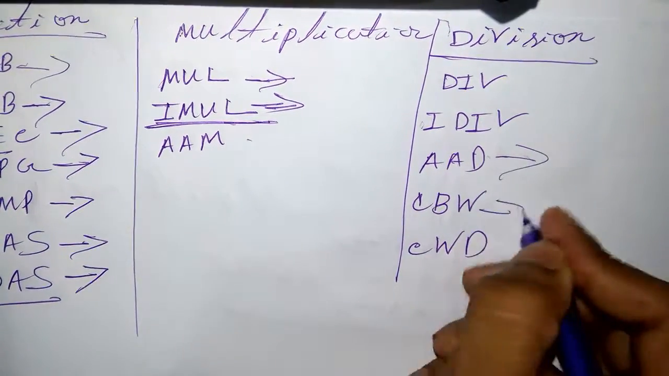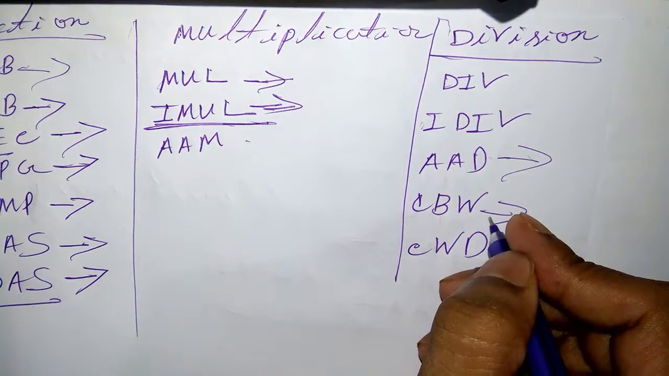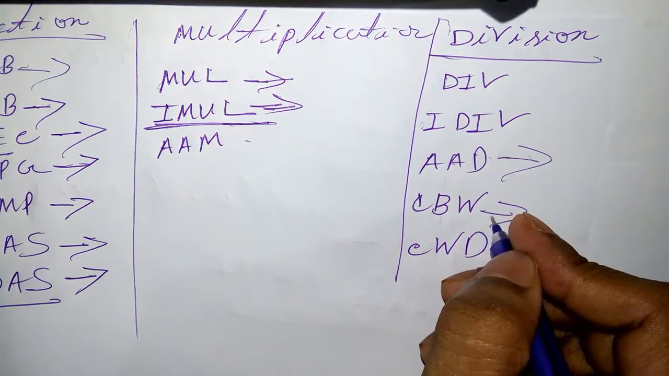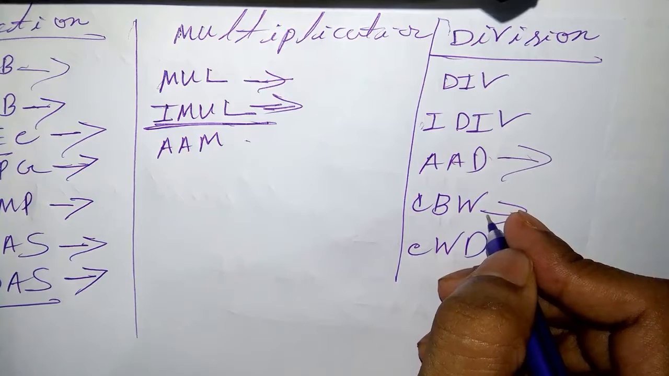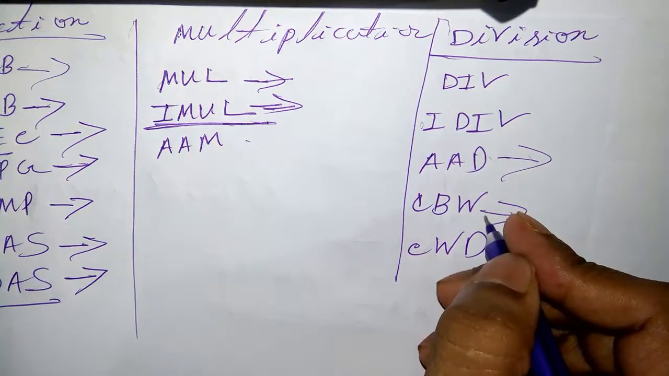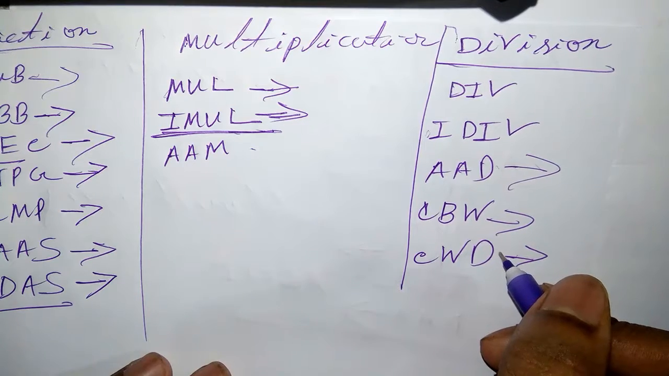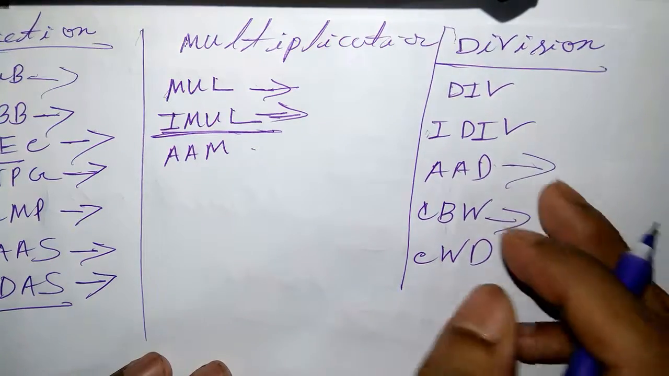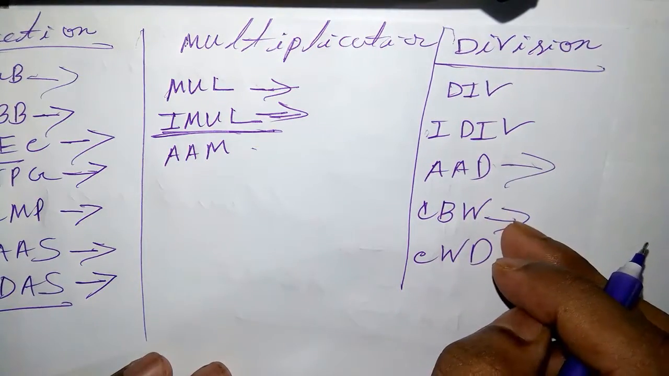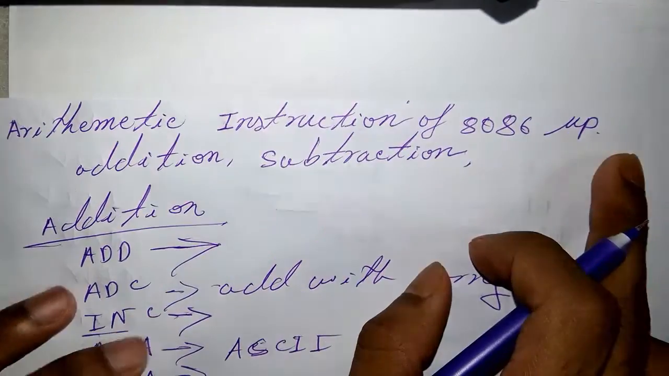CBW is used to fill the upper byte of the word with copies of the sign bit of the lower byte, and CWD is used to fill the upper word of the double word with the sign bit of the lower word. Okay, so those are the instruction sets for arithmetic operations in the 8086 microprocessor.